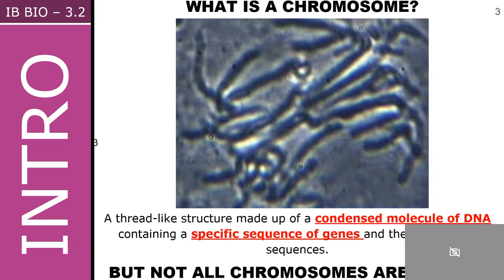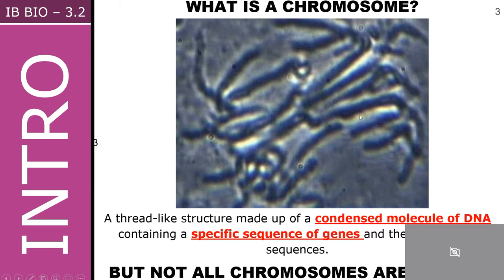So this is going to go in your guided notes. The official definition of a chromosome is that it's a thread-like structure made up of condensed DNA molecules containing a specific sequence of genes, but also their regulatory sequences. And again, this is what they look like, these thread-like structures. These are the chromosomes, so they're wound up molecules of DNA.